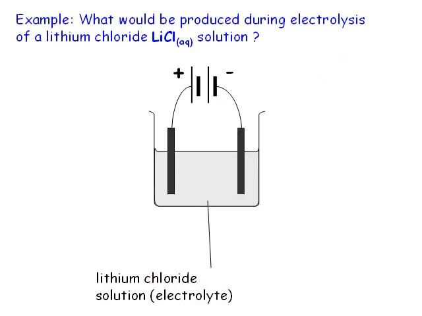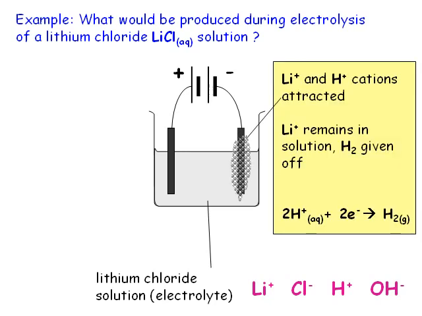We can work through some examples to make sure of how these rules apply. Here is a lithium chloride solution. Firstly, we can work out what ions it will contain. Li+ and Cl- from the lithium chloride, and H+ and OH- from the water.